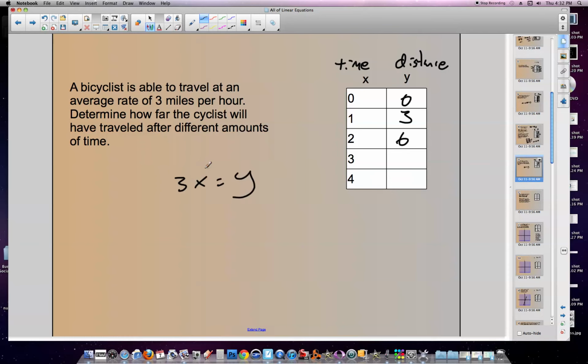We've got our input, which is time, and our output, which is distance. And this is our speed. This is how much we travel each one of those hours. So we've got 9 here and 4. Well, 3, 6, 9, 12. So we're done.